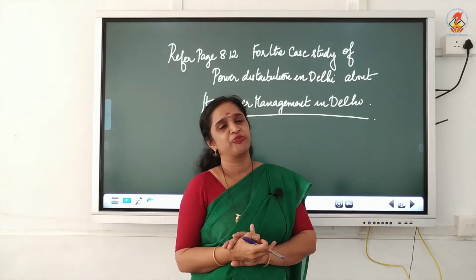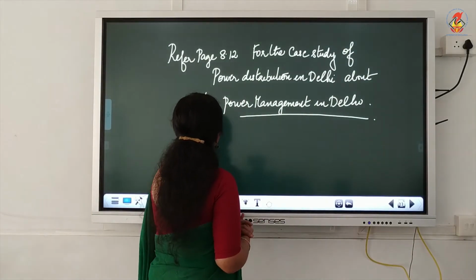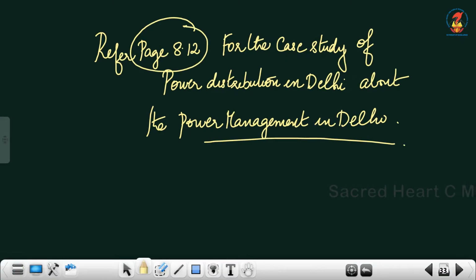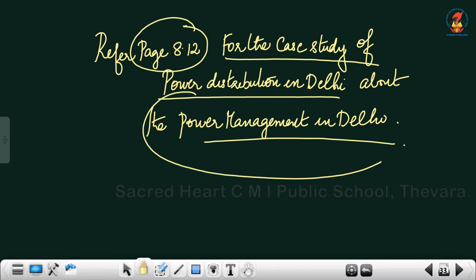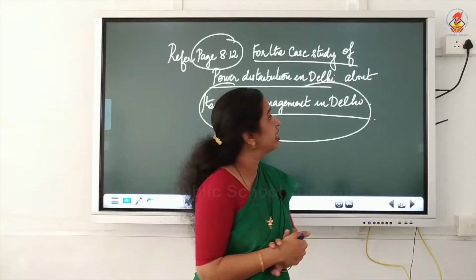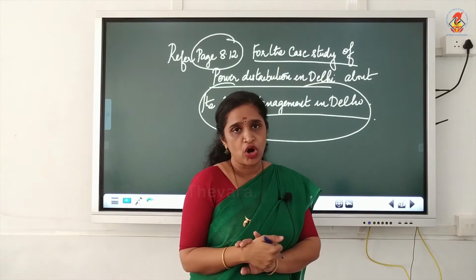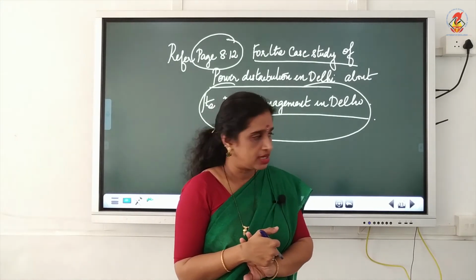It is very important from the examination point of view. Now, after learning the challenges, you have to go through page 8.12, where the information is given in the form of a box. It is a case study of power distribution in Delhi, about the power management in Delhi. So you have to go through the case study which is given in the textbook on page number 8.12, given in a box. It is a case study with regard to power management in Delhi.